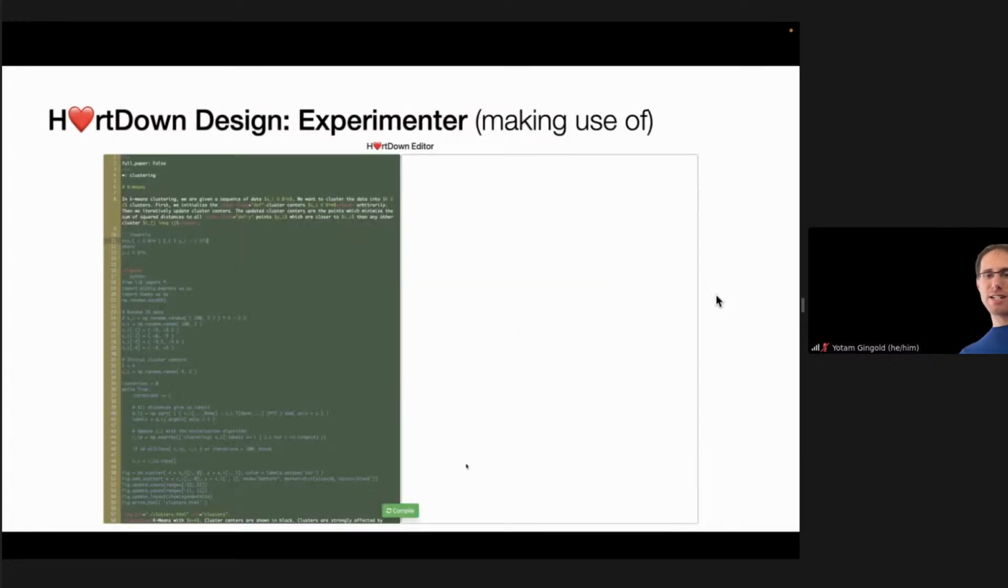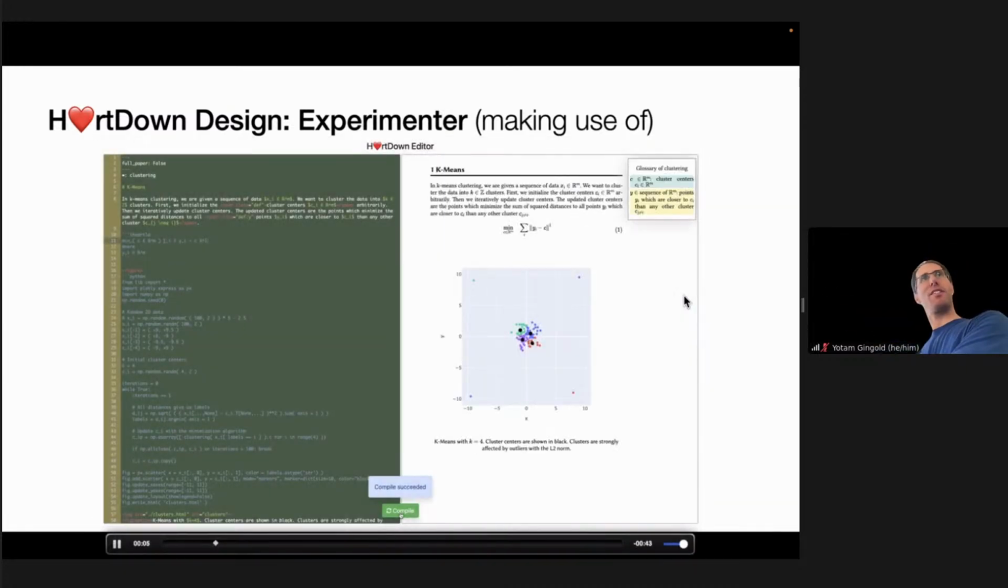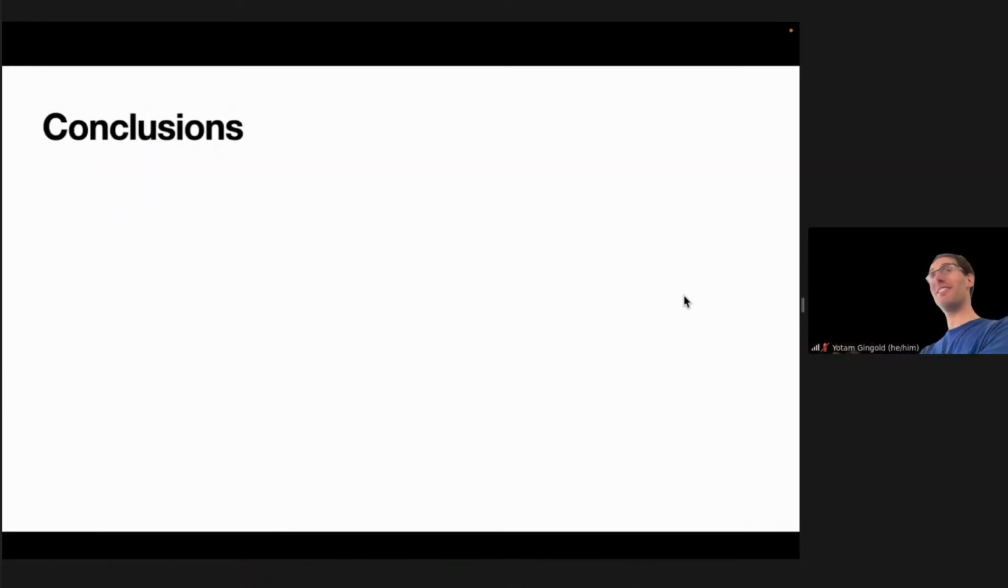Cool, and I basically already showed a demo like this. This is a similar demo with clustering, but I'm just going to skip this because I'm close to the end. And I am close to the end because the next slide is the conclusion.